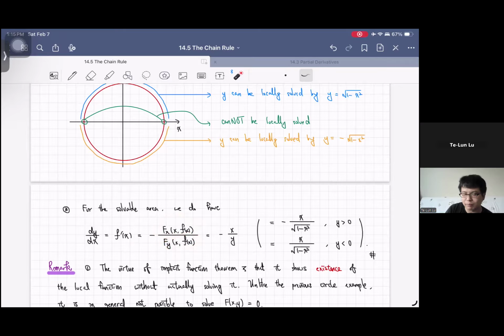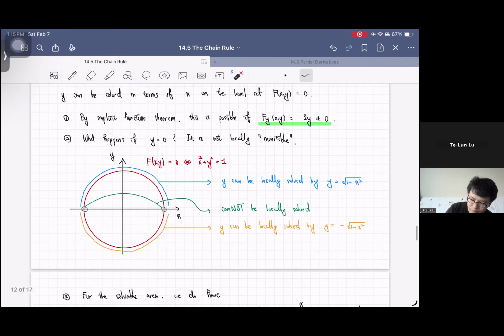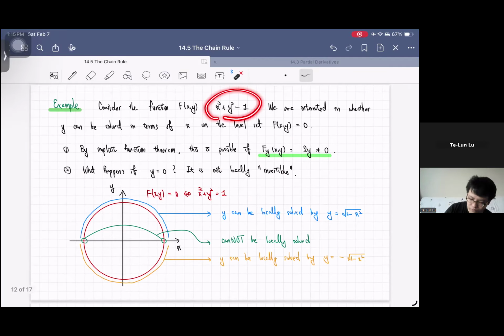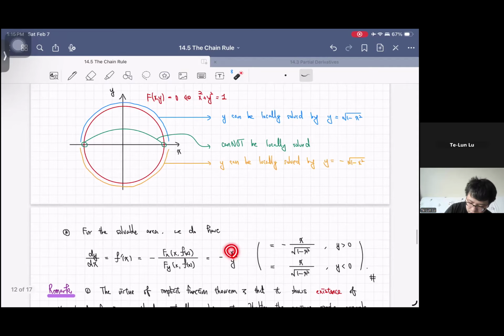And don't be frightened by this notation. f_y is simply 2y, right? So for instance, the first derivative of this guy with respect to x is 2x. So you have 2x in the numerator and 2y in the denominator, which is minus x over y. This is what the implicit function theorem gives you.